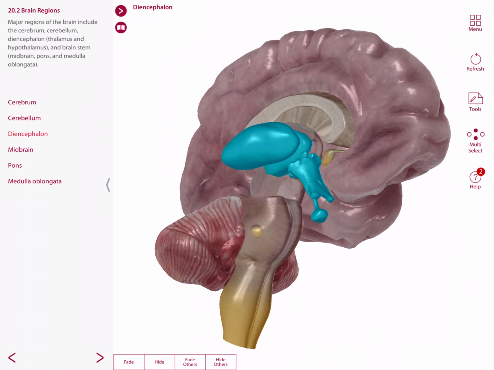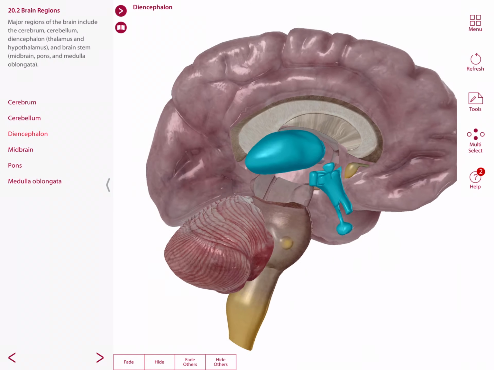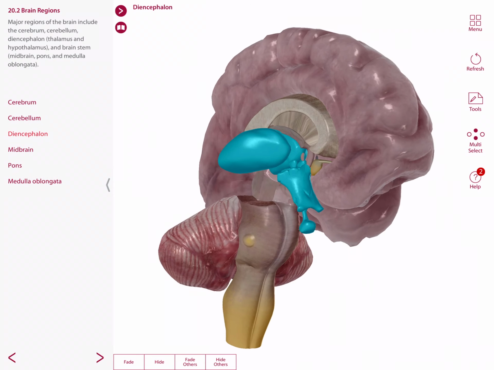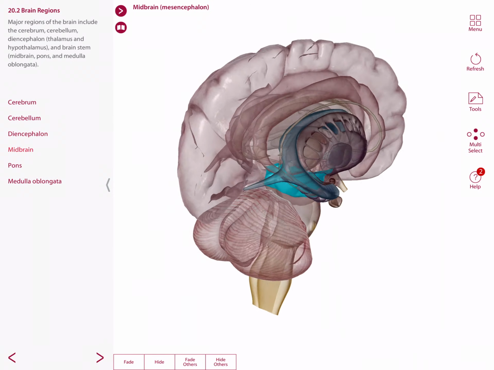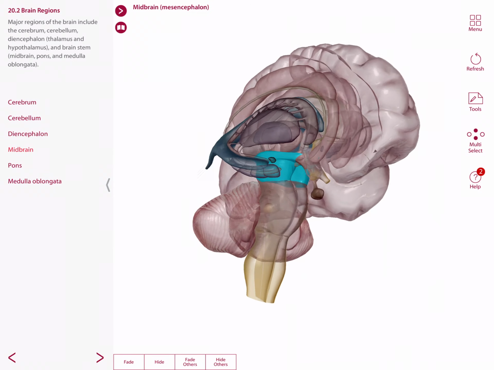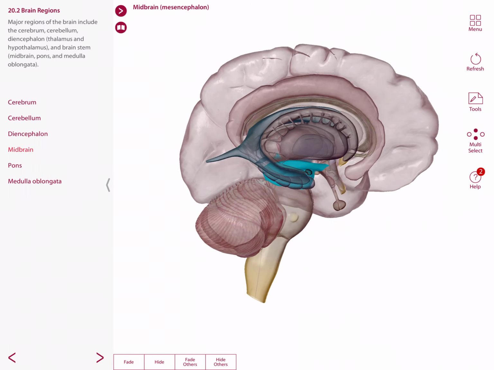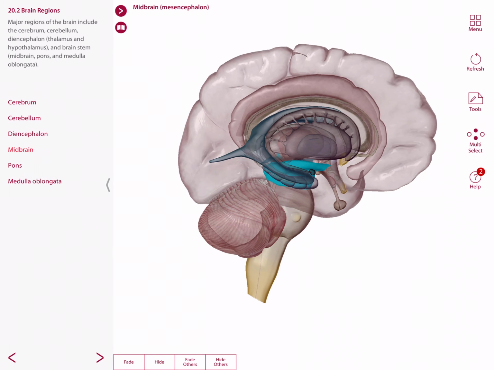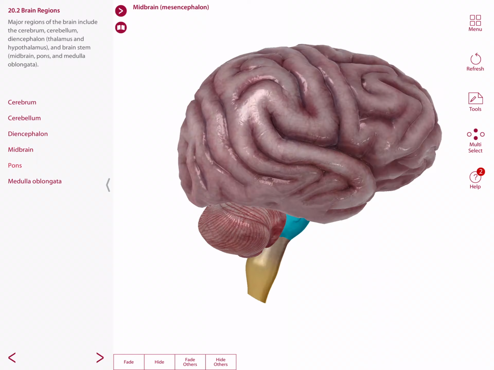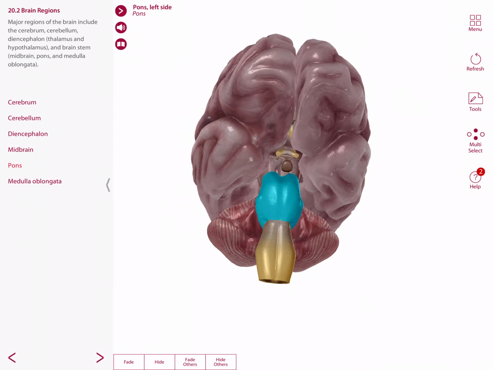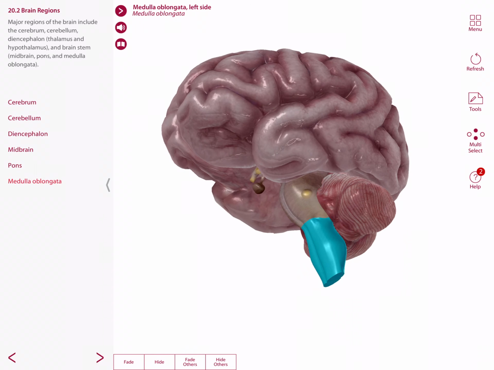You've got your diencephalon, which is going to be the thalamus, the hypothalamus, the pituitary gland. You've got your midbrain. That's just going to be right below the thalamus and also would be included in the brainstem. If we were to say the brainstem, that would make up the midbrain, the pons, and of course the medulla oblongata.